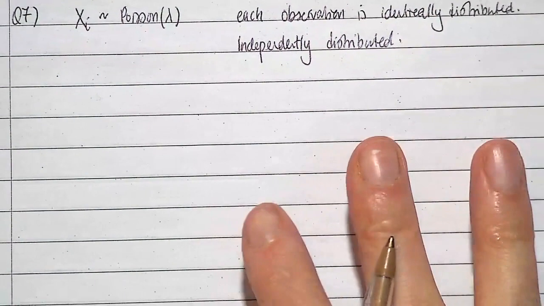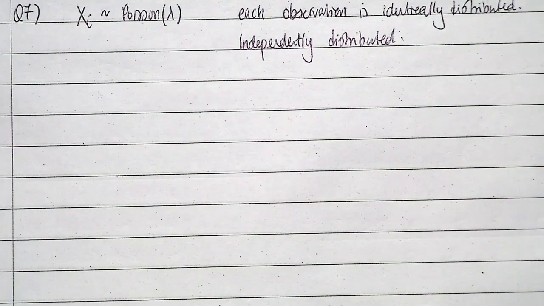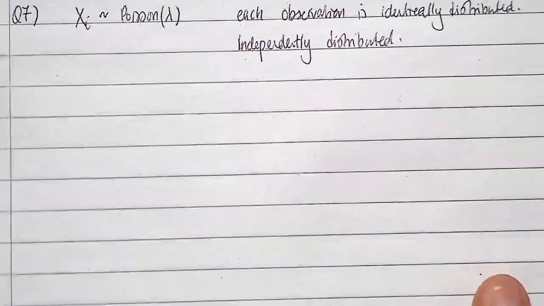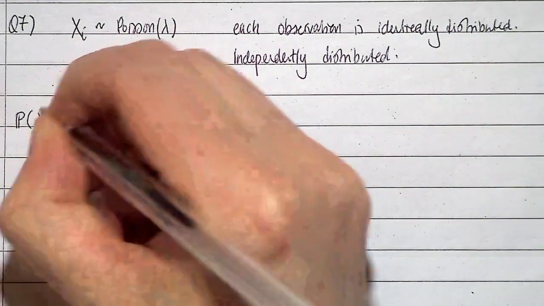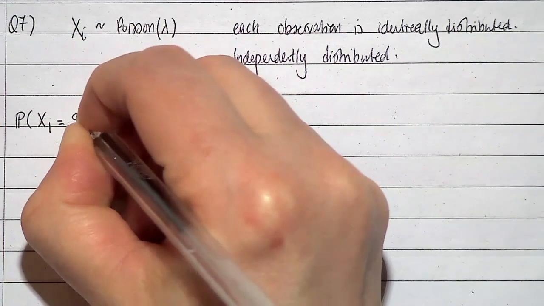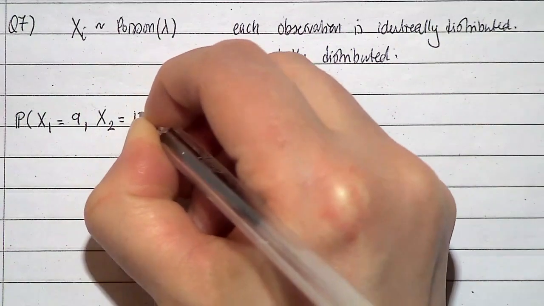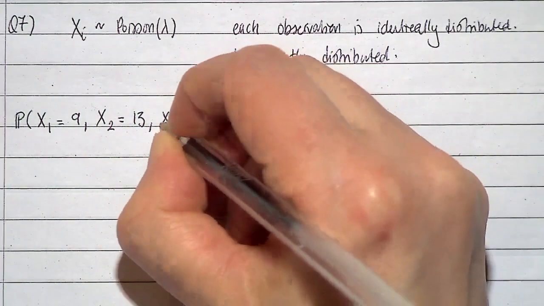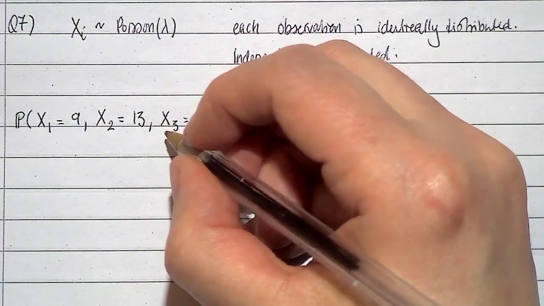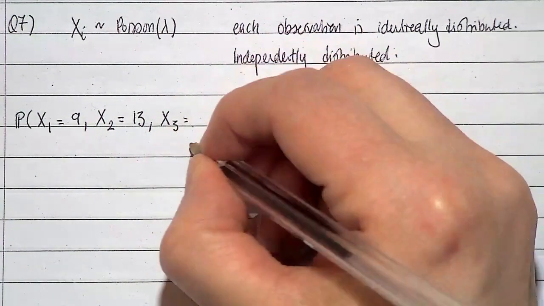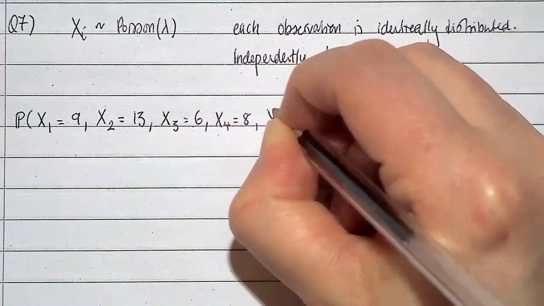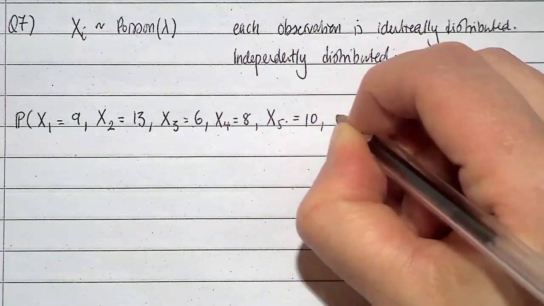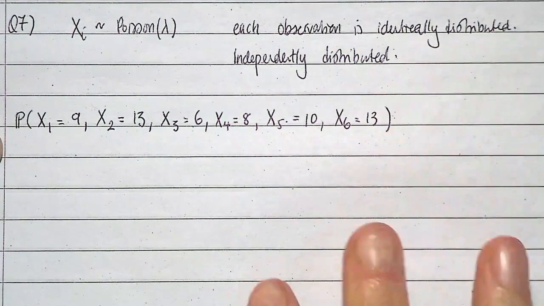Okay, so we've only got one sample of observations, with 5 elements, and we've been asked to find the joint distribution. So what we've been asked to find is the probability that X1 takes the value 9, X2 takes the value 13, etc. Oh, there's actually 6 of them. Well, okay, so we've been asked to find this probability.